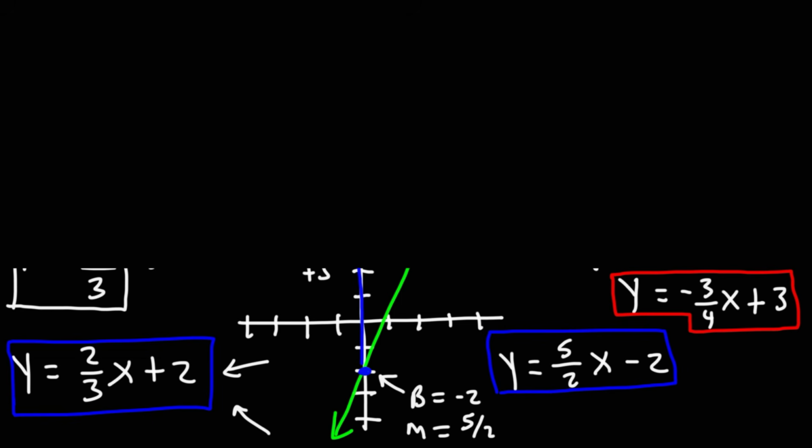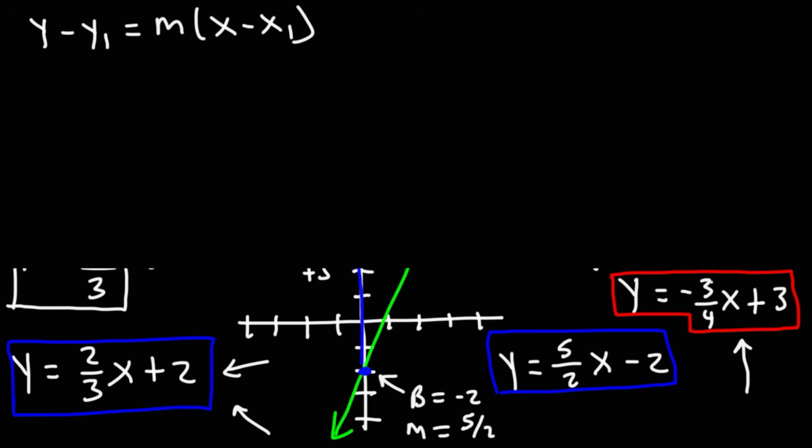But now, what about converting it from slope-intercept form to point-slope form? How can we do that? Let's use this one as an example. Point-slope form looks like this. It's y minus y1 is equal to m times x minus x1. Now, there's many ways in which you can write this. It's not limited to one way, but here's something you can do.